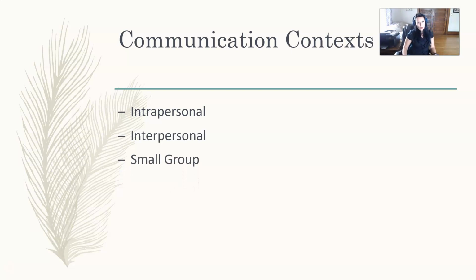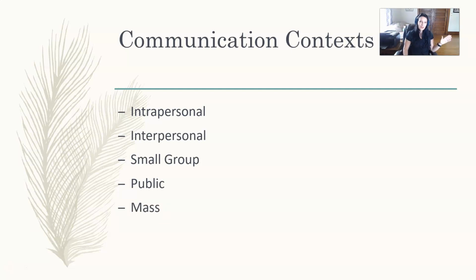We also have small group communication. This is typically 3 to 12 people. So this could be a presentation group, a work group, a student group, but it's when a group of people are communicating simultaneously. Public communication is whenever it's generally larger than a small group. So you're going to be up there presenting in front of a larger group of people. So anything larger than 12.